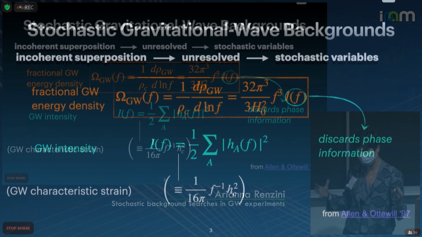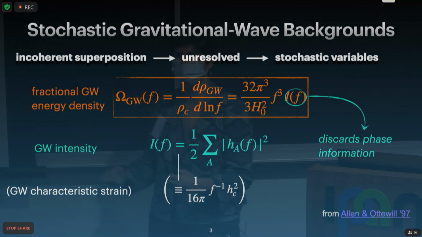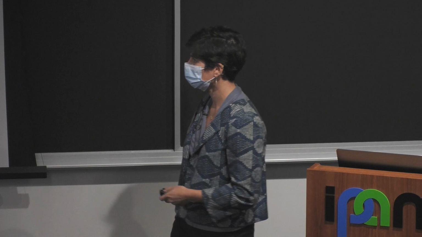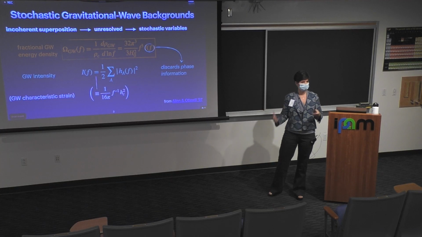So we consider all those gravitational waves which arrive at our detectors but are individually unresolved to build up an incoherent superposition that is then best described by stochastic variables. So it's an operative definition. It's how we search for the backgrounds that uses stochastic methods, not so much that they're necessarily generated via a stochastic process.